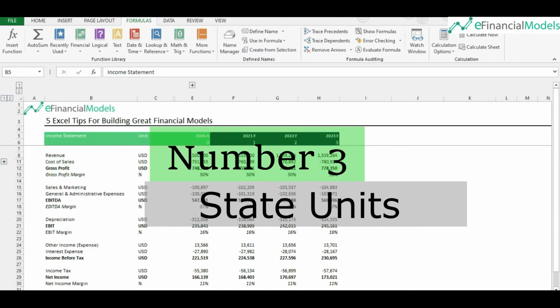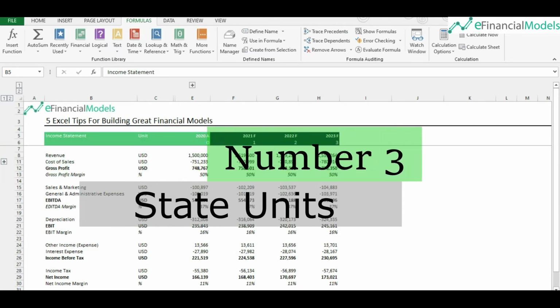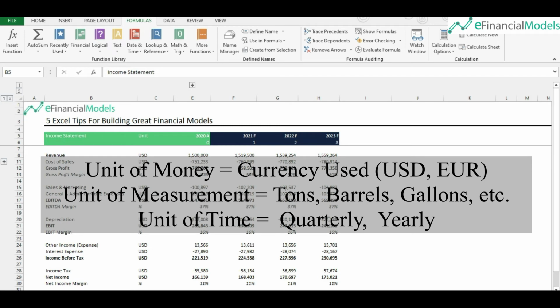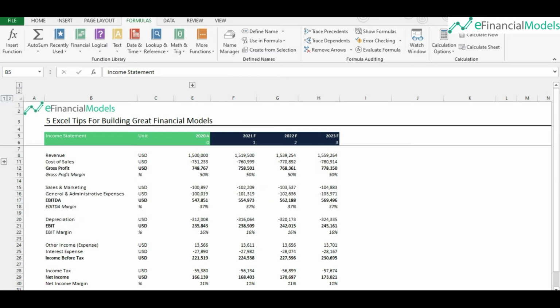Number 3. State the unit of money and measurement in the worksheet. Stating the currency used, the dollar or the euro, the unit of measurement in metric tons, barrels, gallons, manufactured or sold, the unit of time, quarterly, yearly, ensures the structure of the model is much easier to understand.